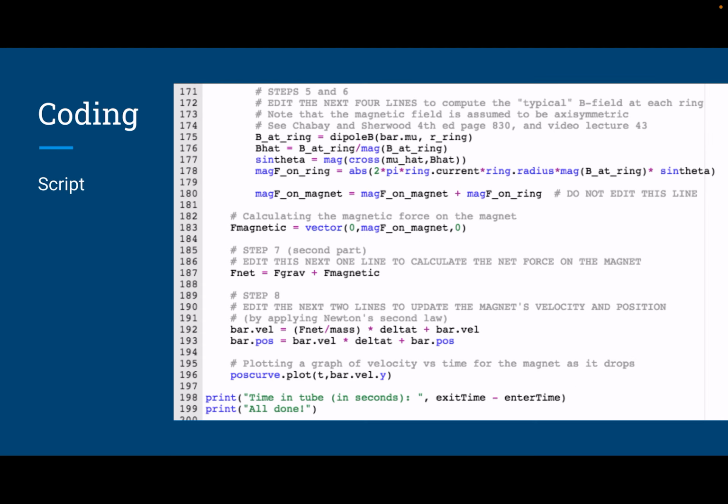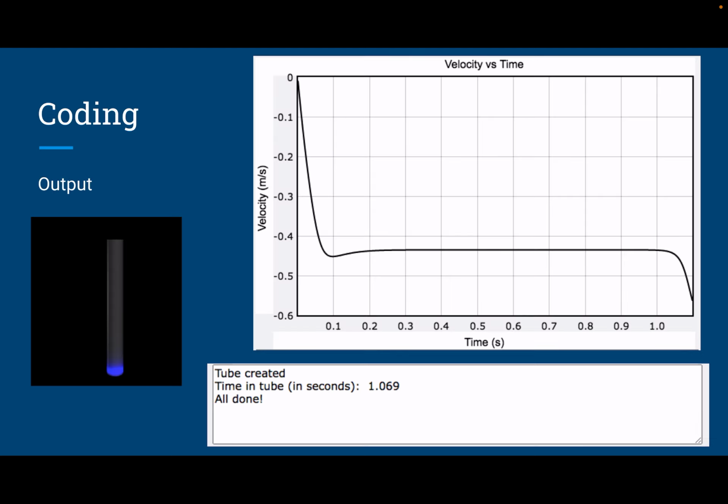So we then edited these 4 lines to compute the typical B field at each ring, which you can see in the edits shown here. And then we calculated the magnetic force on the magnet, calculated the net force, which is of course the gravitational force plus the magnetic force, and then we updated the magnet's velocity and position. This was using Newton's second law, as seen here. So here's the actual output graph, and the time in seconds was 1.069, as I showed you earlier, as well as the visualization at the very end.